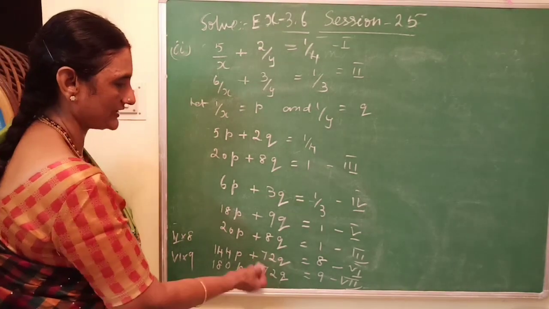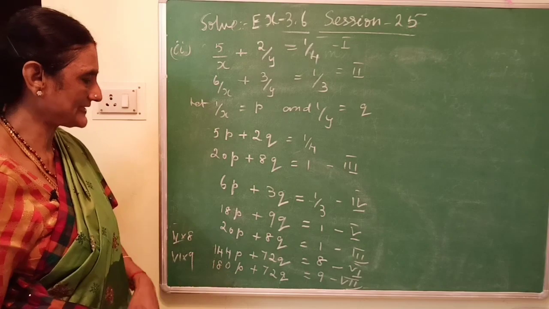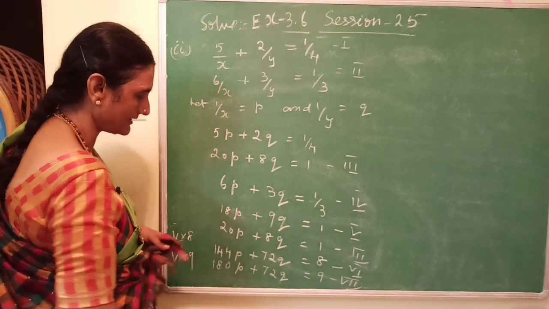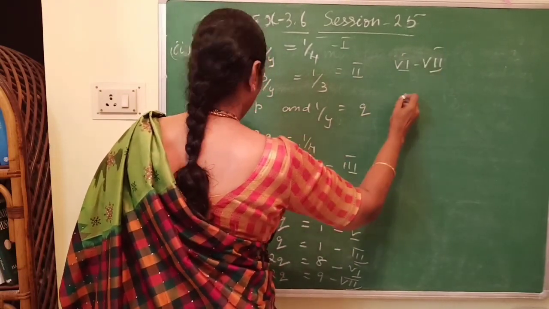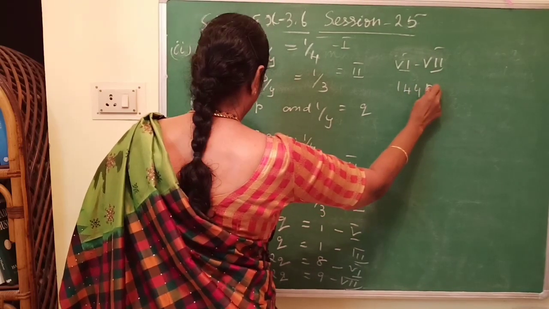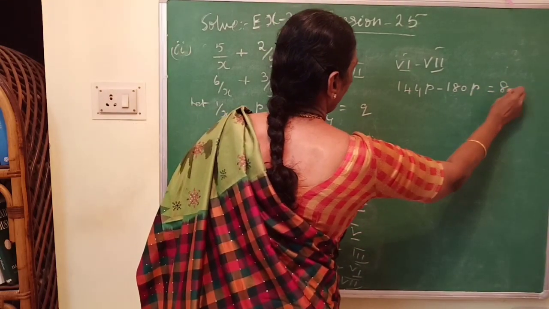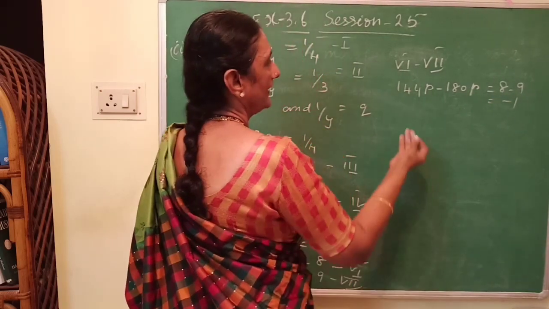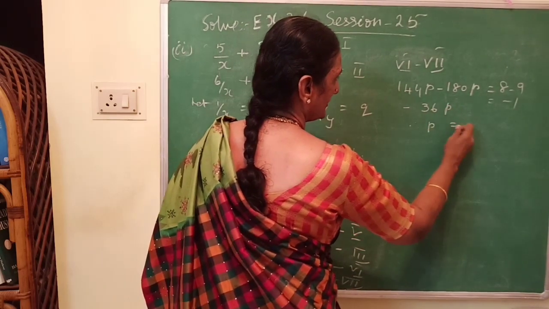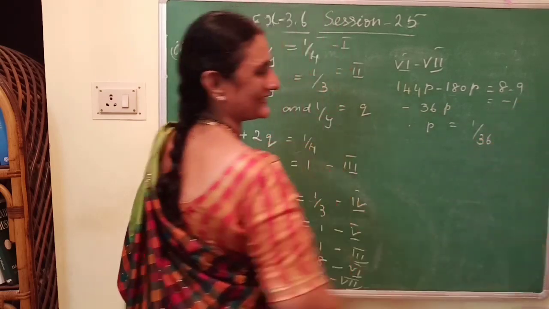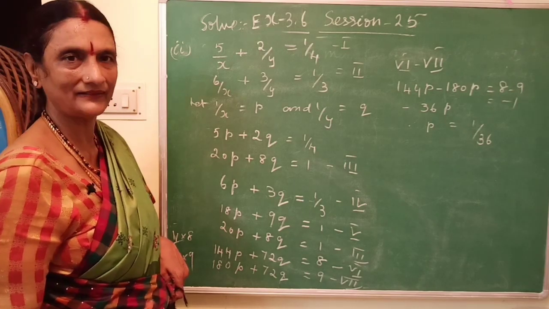Now, on subtraction, what we have to do? 6 minus 7. These two terms will get cancelled. We will get 144p minus 180p is equal to 8 minus 9, namely minus 1. And what will come here? It is minus 36p. Therefore, your p value is equal to 1 by 36. So, what is your p value? Both the negatives will get cancelled. You will get 1 by 36.